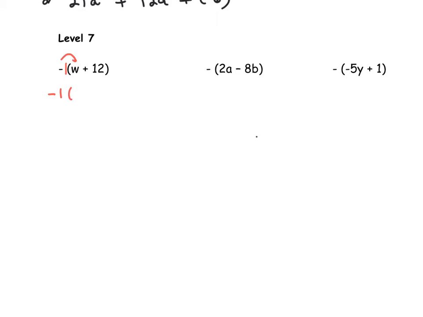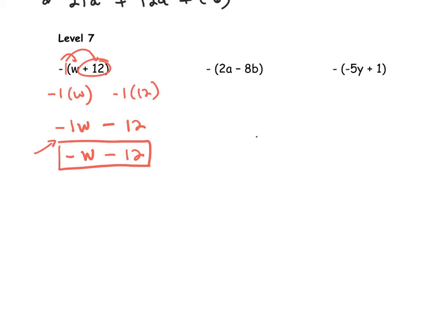So negative 1 times W, and then negative 1 times positive 12. And we would get negative 1W, and this would be negative 12. So I'm going to write that as minus 12. And the preferred way to write this term is to not include that 1 and just put negative W minus 12. So would you look at this, and would you look at the original? As I look at that, if I could erase that 1, I would.